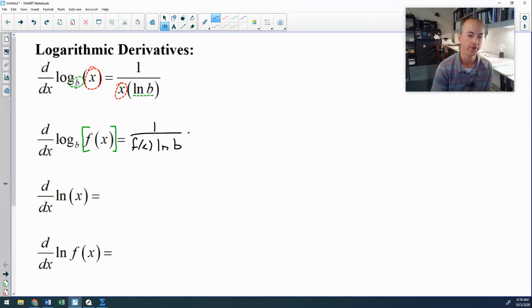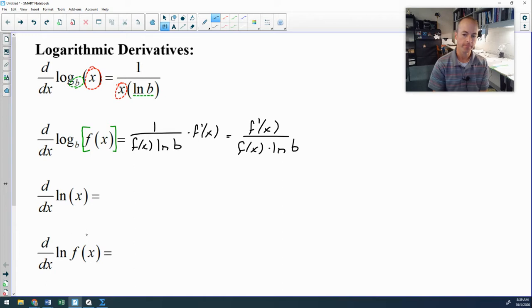So I just did the derivative of the log part, 1 over inside times natural log b. Now I have to multiply by the derivative of that inside to complete the chain rule. And in the case of logarithms, instead of writing 1 over stuff times f prime, I will usually just stick that f prime in the numerator and make the derivative f prime over f times the natural log of the base. So let's see what happens if you have a natural log.